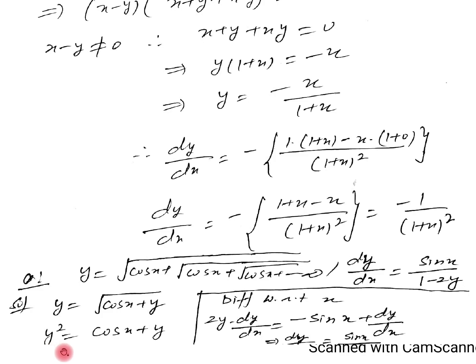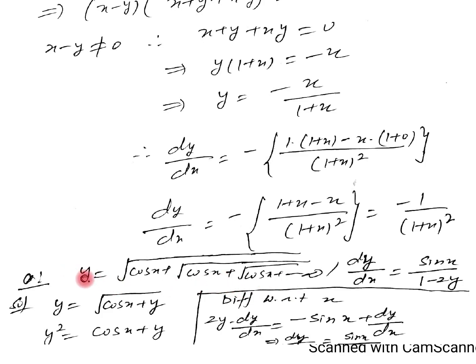Now squaring both sides, y square equals cos x plus y. Again differentiating with respect to x, the derivative of y square is 2y into dy by dx. The derivative of cos x is minus sin x, plus dy by dx. Collecting the terms of dy by dx on the left hand side and simplifying, we get the answer. The main point here is how to start the question. When it is given that y is equal to the sum of infinite terms, we can easily separate one term, and the remaining terms again remain infinite.